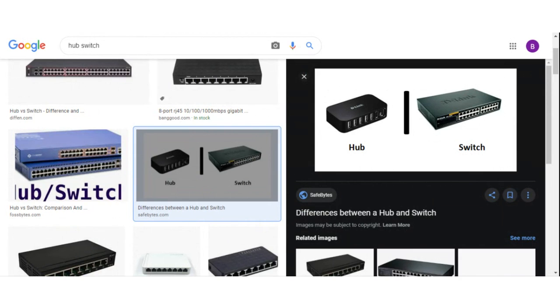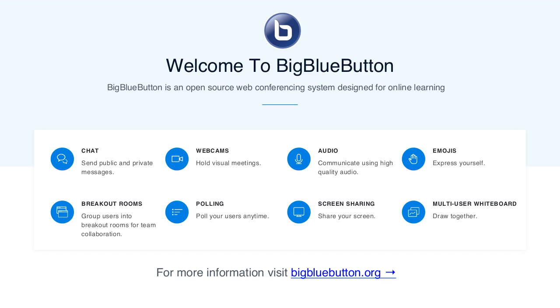Now you can have this question: differentiate between a local area network and a wide area network. We have a LAN and a WAN. What is the difference between these two?